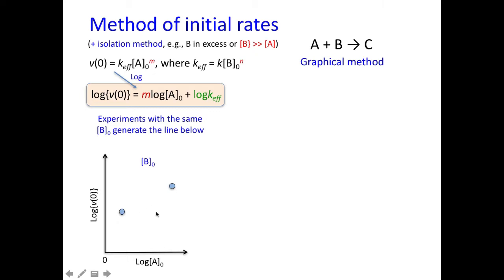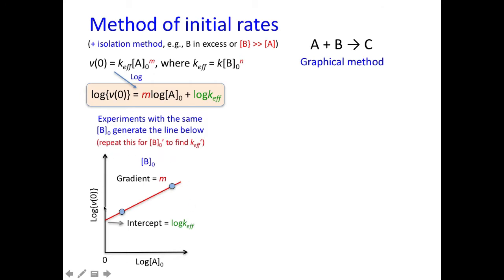If we have these two points, we can now make a linear regression to get the gradient or the slope, which is just this exponent here, and to get the intercept. The intercept is log of the effective K. So that we have now, for this initial concentration of B, which is constant, we got the effective K.